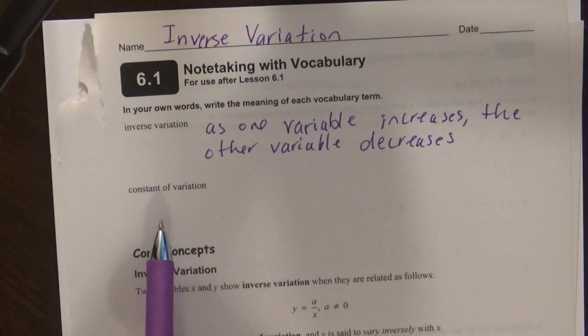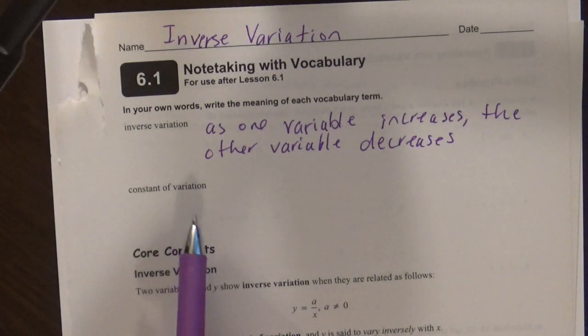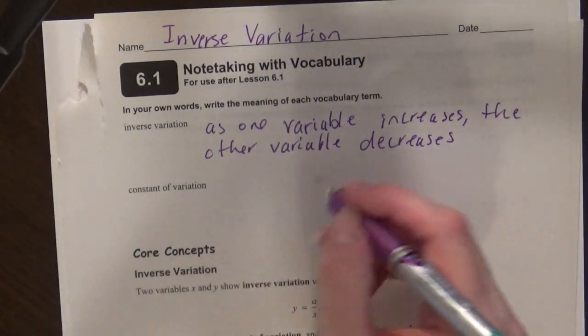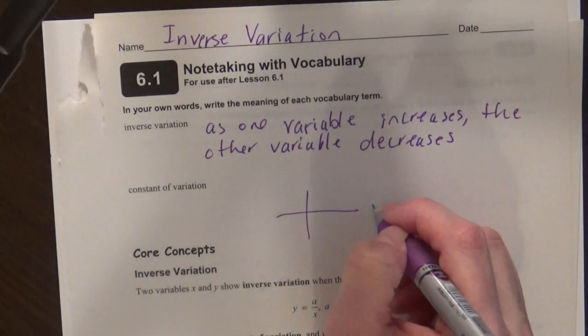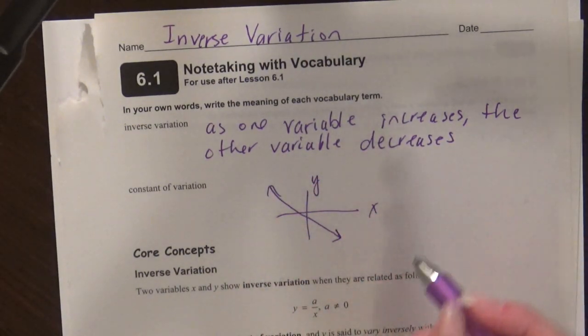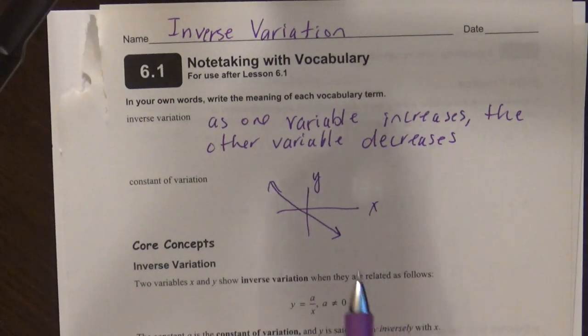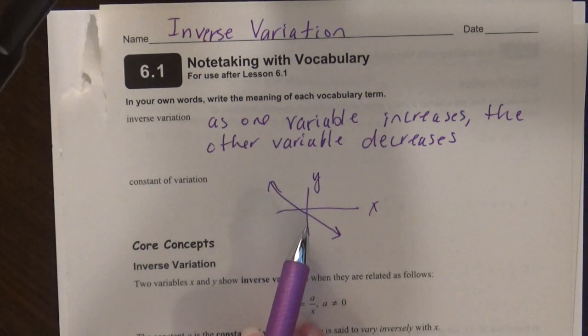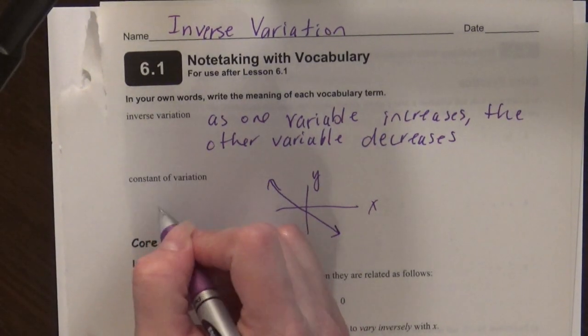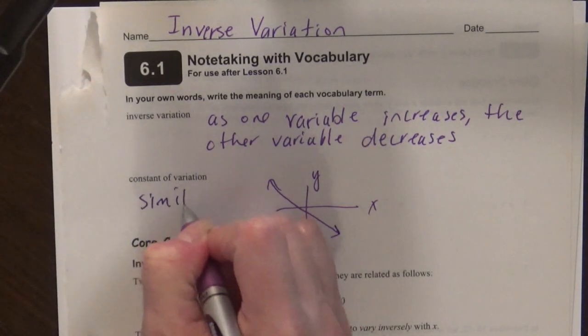An example of constant of variation might be, it's like slope. If you think about the slope of a line, let's say you've got a line like this. You'd have a negative slope, and it would tell you that as one variable increases, the other decreases. So you could just think of this as like slope. It's similar to the slope of a line.